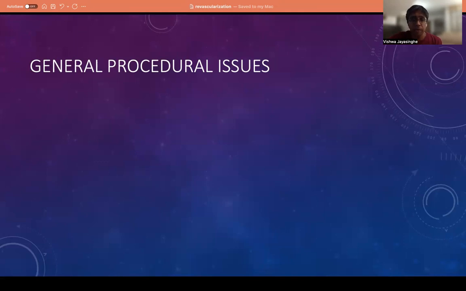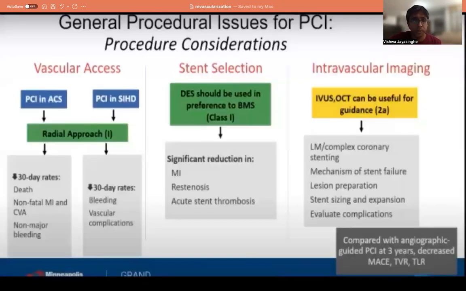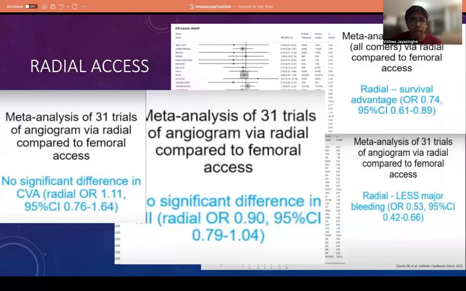So let's talk a bit about general procedural issues here. Vascular access for PCI is always radial preferred. Stent selection wise, drug-eluting stents should be used over BMS, and IVUS and OCT should be used when there is a complex coronary setting to identify mechanism of stent failures, sometimes for optimal lesion preparation, and to determine stent sizing and expansion as well. And also to evaluate complications, OCT is useful. Radial access has multiple meta-analyses and multiple randomized clinical trials showing benefit.